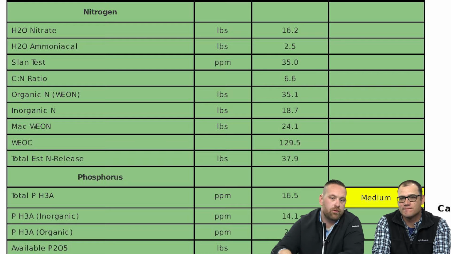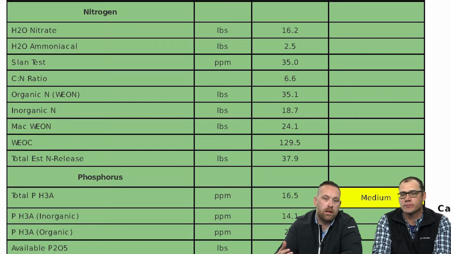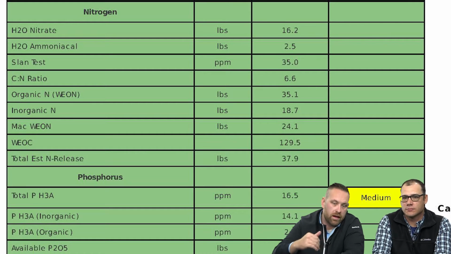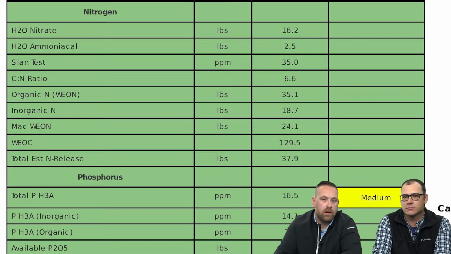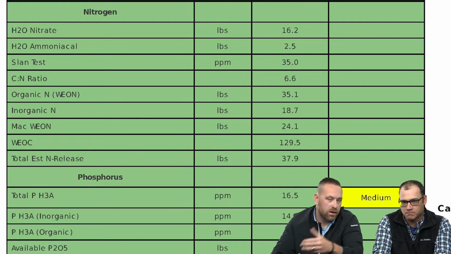Your carbon to nitrogen ratio is taken from your organic N, so right below it, divided by your WEOC, and that is what gets you your carbon to nitrogen ratio. So a question that you might have, if this is the first time that you've had it explained to you, is okay, that's great, but what am I doing with that, right? What is that data telling me?